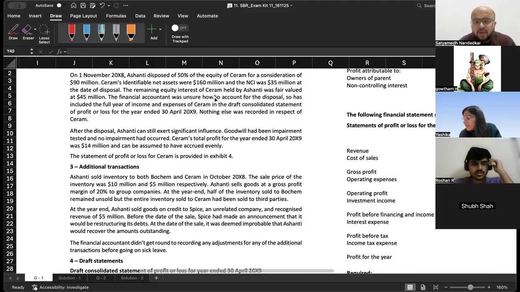And how do you know this? The financial accountant was unsure how to account for disposal, so he has included the full year of income and expenses in the draft consolidated financial statements. Okay, full year of income and expenses in draft consolidated statement of P&L. This is what he has done, and this is what we need to correct. So, whenever you read data points, make it a point to underline. Otherwise, you will get lost in that loop.